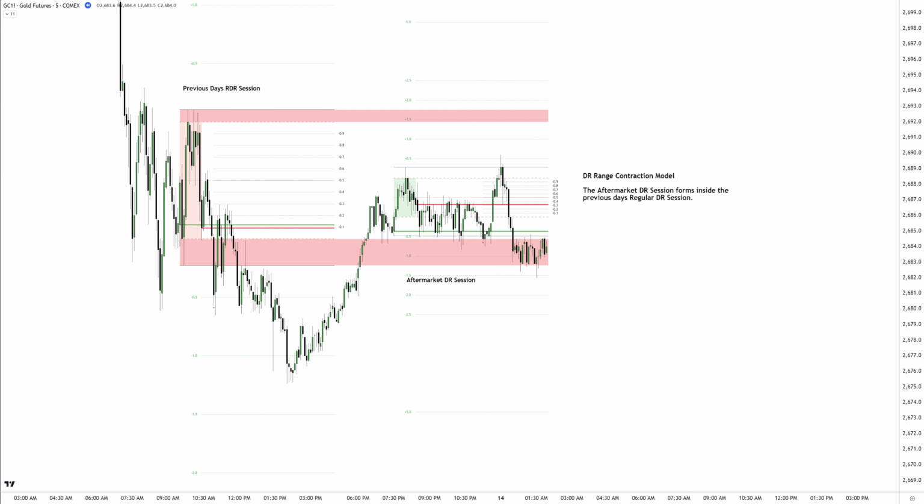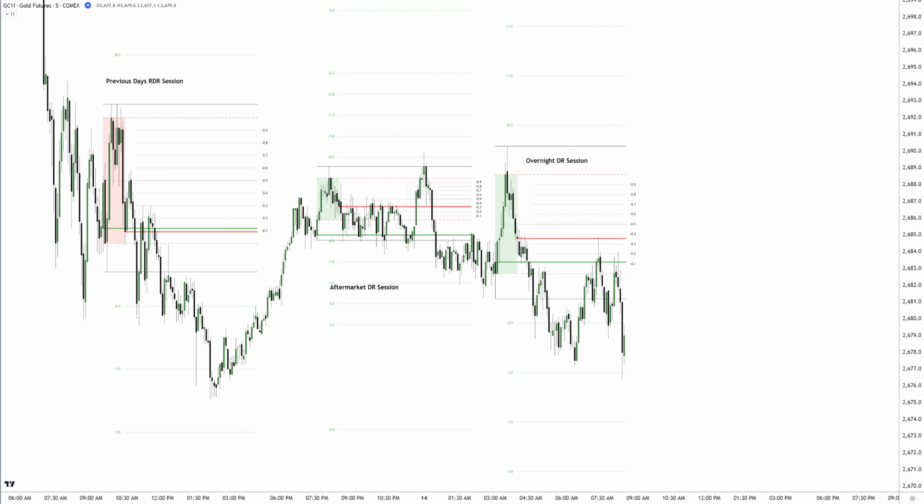The aftermarket DR session kicked off the DR/IDR intraday cycle within the previous day's regular DR session. This setup defines what I call a DR range contraction model, where price is squeezed within a range. With the overnight DR session completed, the next step is to analyze the sequence of events.